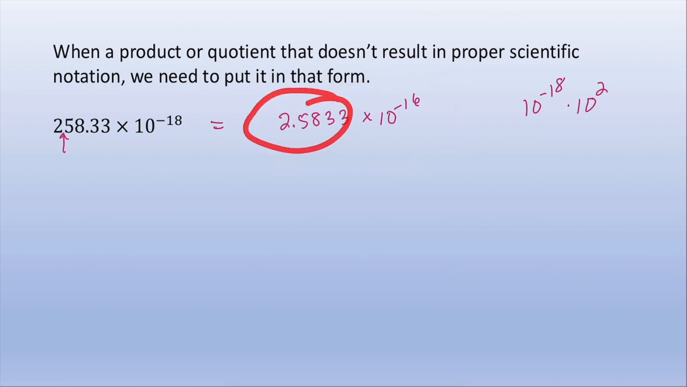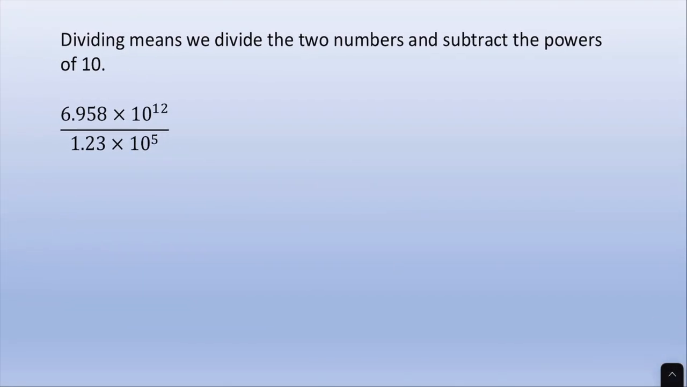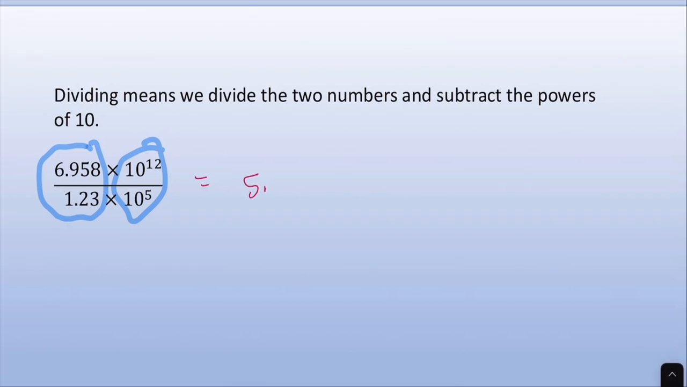This number should always be between 1 and 9. To divide scientific notation numbers, we're going to kind of split it into 2 pieces. We're going to divide these two. We're going to combine those two using our rules of exponents. So if we do 6.958 divided by 1.23, we get 5.6569.